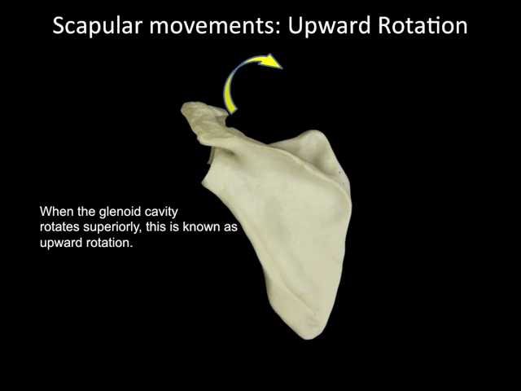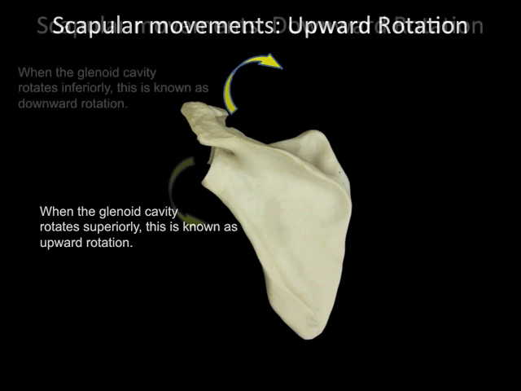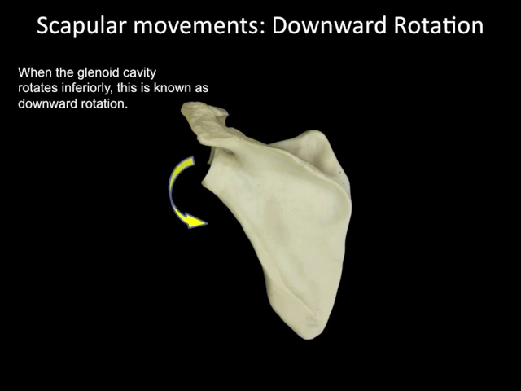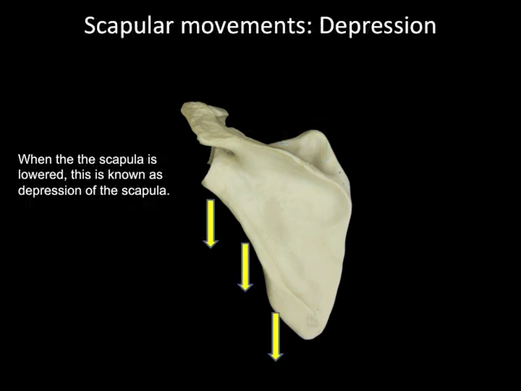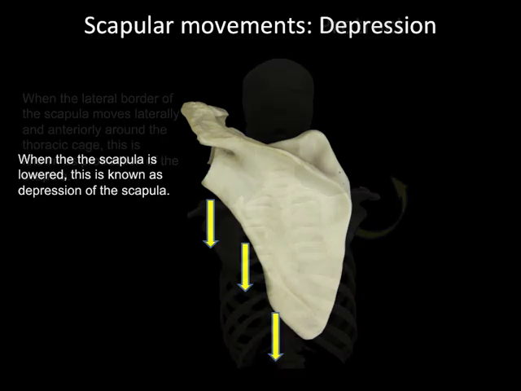When the glenoid cavity rotates superiorly, as when raising one's arm, this is known as upward rotation. When the glenoid cavity rotates inferiorly, in the reverse action of raising one's arm, this is known as downward rotation. When the upper border of the scapula is raised, as in shrugging your shoulders, this is known as elevation of the scapula. When the scapula is lowered, this is known as depression of the scapula.